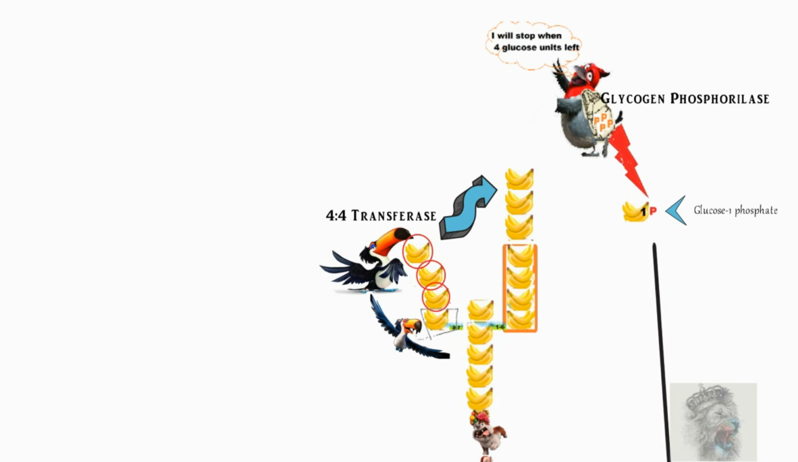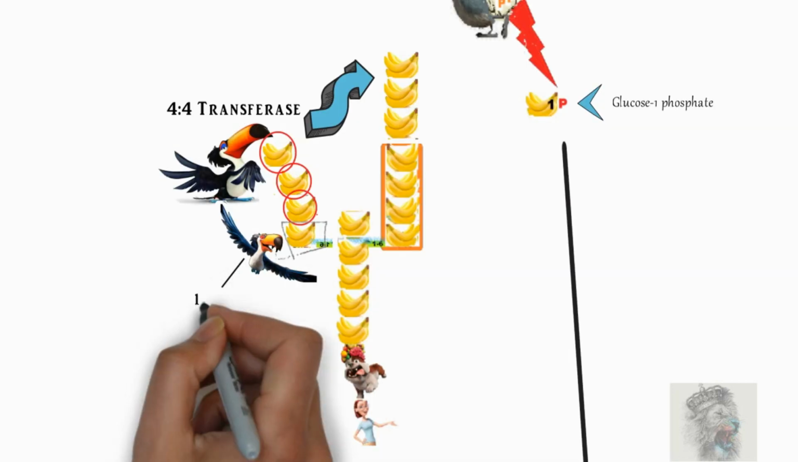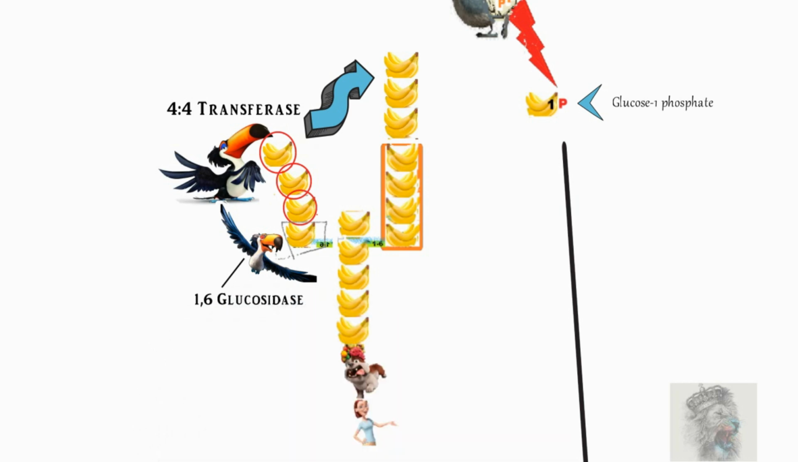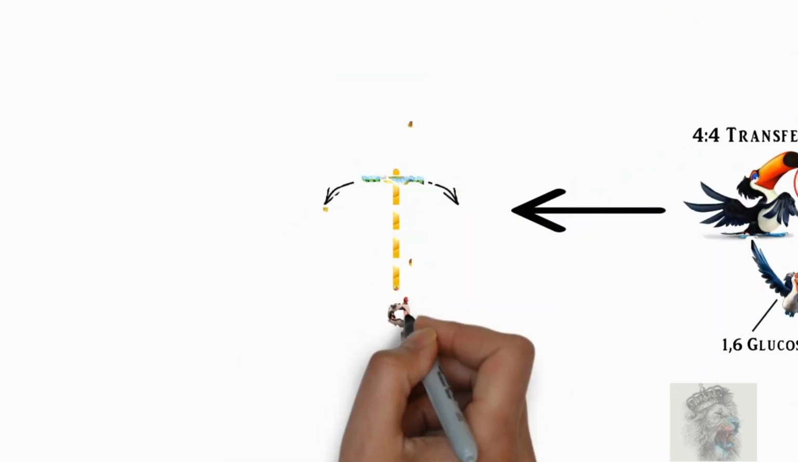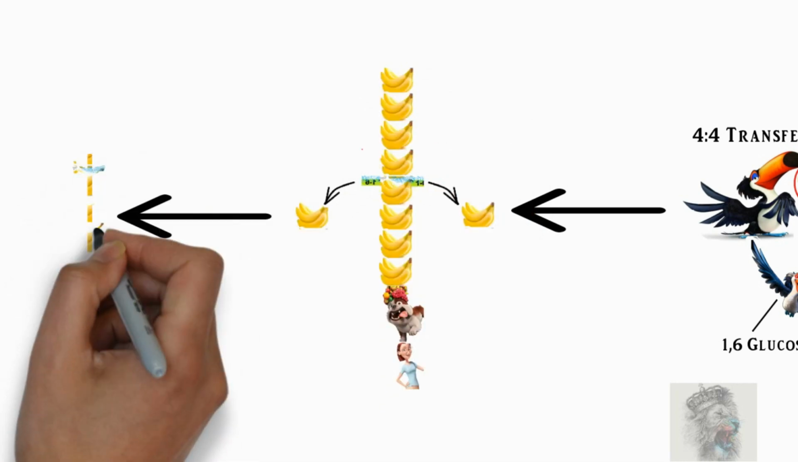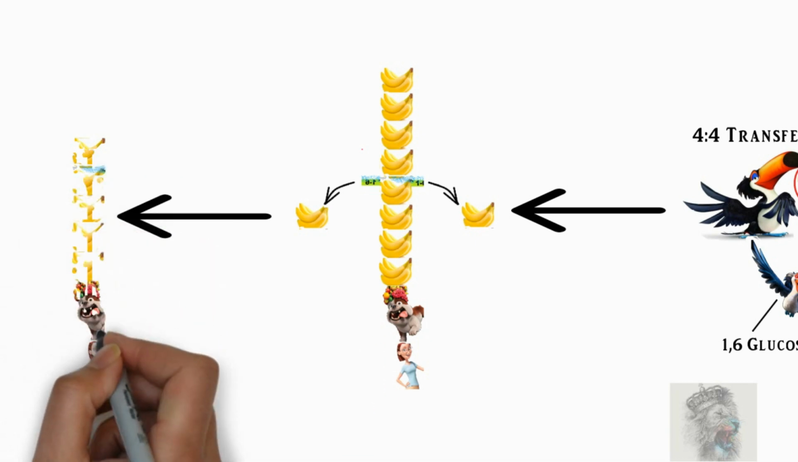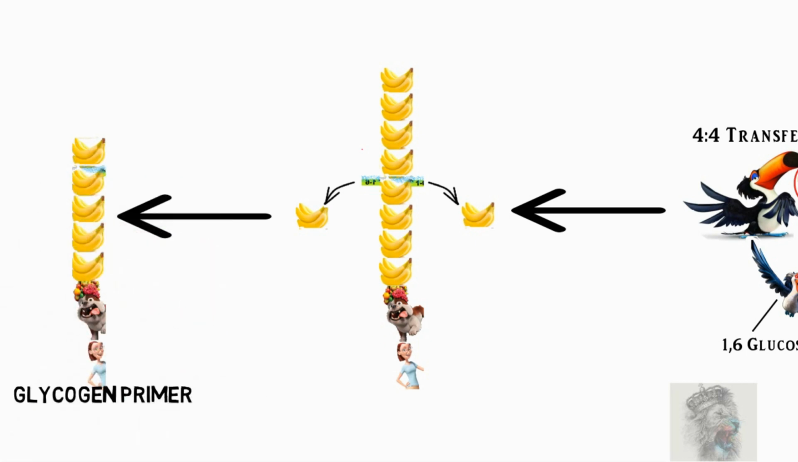And then Raphael flies away and comes again, and now he is named 1,6-glucosidase because he cuts the final glucose molecule on that branch, which is the 1,6 glucose bond. And now the glycogen attached to a single straight chain of glucose molecules is referred to as the glycogen primer and is sent back again when glycogen synthesis is required.